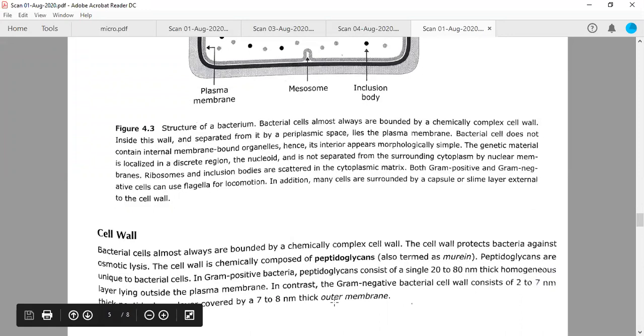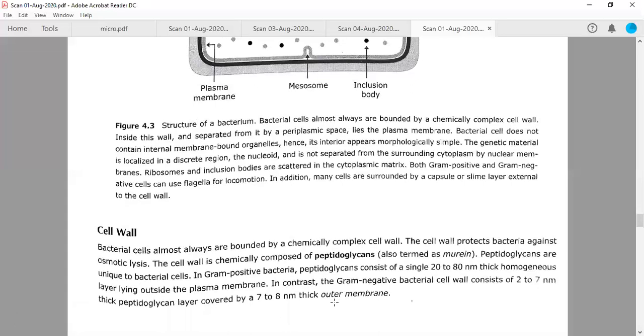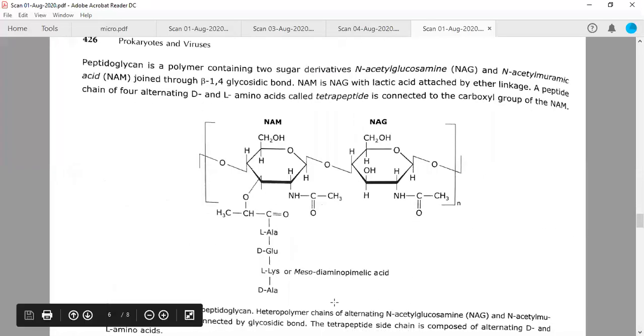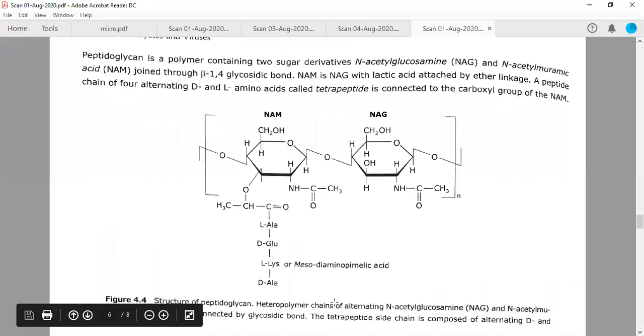So gram-negative bacteria actually have two membranes. One is the normal plasma membrane and one is the outer membrane, which has some toxic components. We will discuss them in detail.